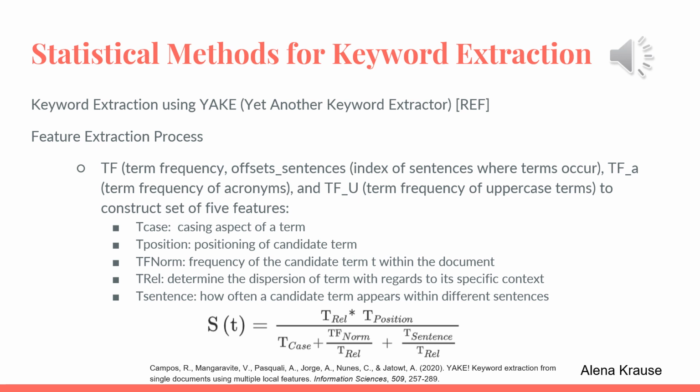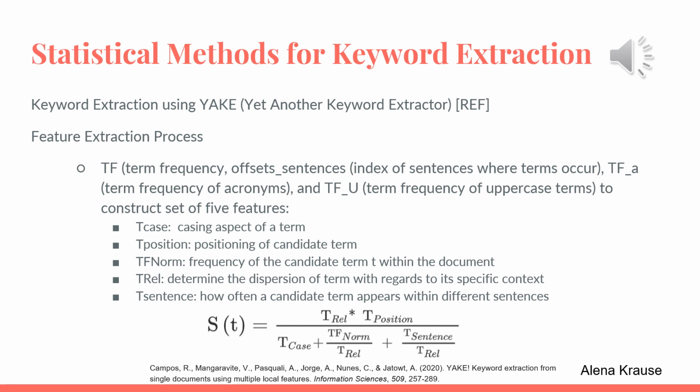Then we have term position, which is the median position of the term's sentence in the text. Terms that are closer to the beginning are often considered to be more significant. Then we have term frequency normalization, which measures the balanced term frequency in the document. Then we have the term relatedness, which measures how many different terms the candidate term co-occurs with. More significant terms tend to co-occur with less different terms.